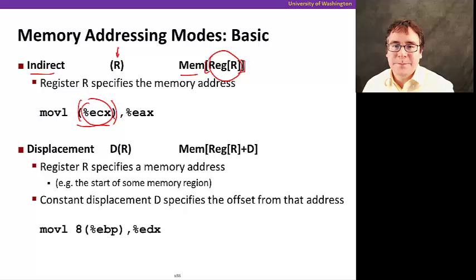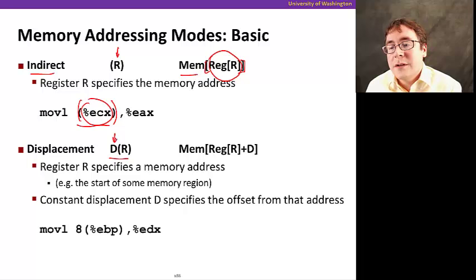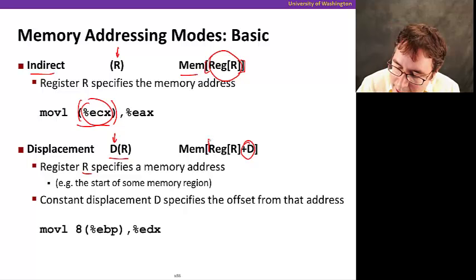Now, this is a basic one. The other type of addressing mode is called displacement. The way we specify this, we have a constant outside our parentheses here, and all it does is add that constant to the base register. So register R specifies a memory address, but the final memory address is obtained by adding the contents of that register with this constant D.